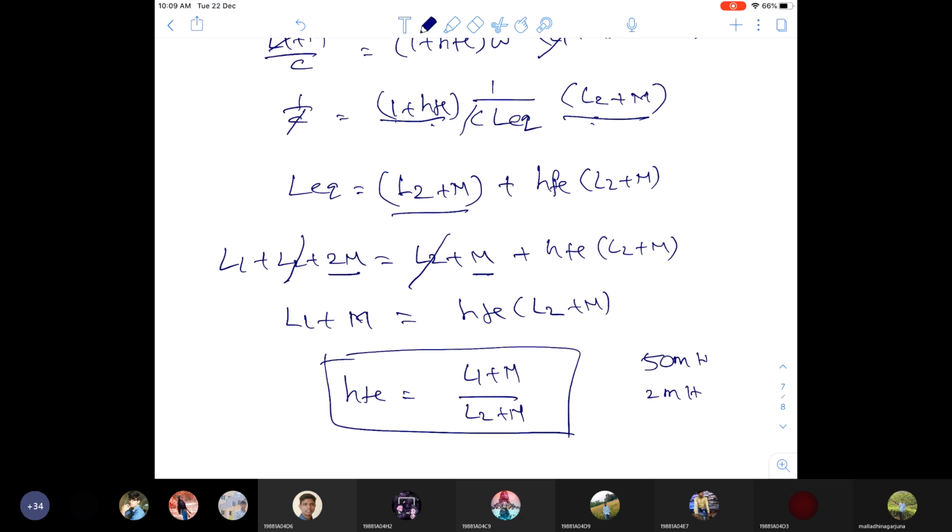If L1 you take 50 milli and L2 2 milli, okay, so 50 by 2 you will get 25. So the value of HFE, the beta value of the transistor, should be greater than or equal to 25. Then only that oscillator will generate the sustained oscillations. This is the condition. Okay.